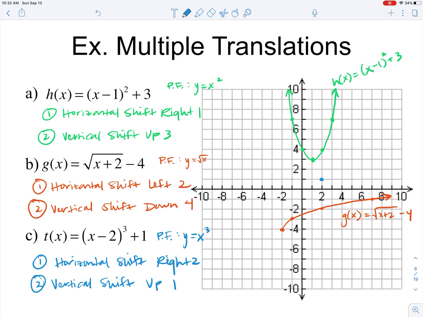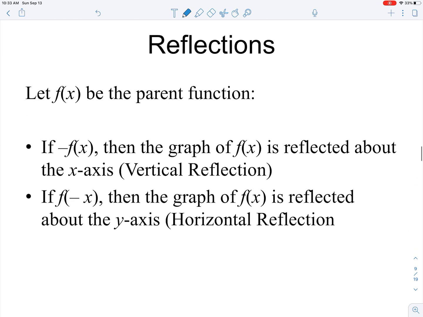The point that was at 1, 1 on the parent function, if I go right 2, up 1, lands me at 3, 2. The point that was at -1, -1, if we go right 2 and then up 1, lands me at 1, 0. And we can do additional points. I think 3 points is enough here. So those are a few examples of graphing when there's multiple translations happening to the parent function to give us the given function.